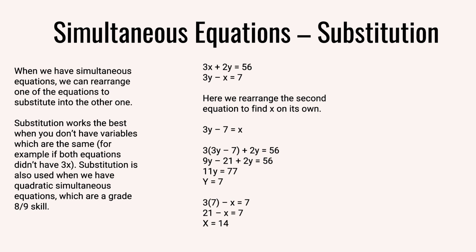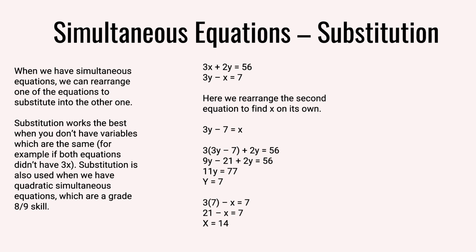So, if we sub x into our first equation, we do 3(3y - 7) + 2y = 56. And if we expand the bracket, we get 9y - 21 + 2y = 56. Now, if we add 21 to the other side, and we add the 2y to the 9y, we get 11y = 77, giving us y = 7.